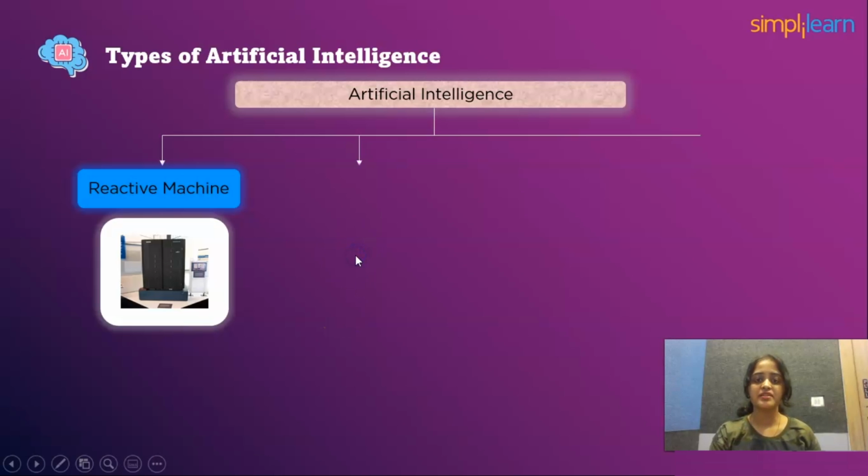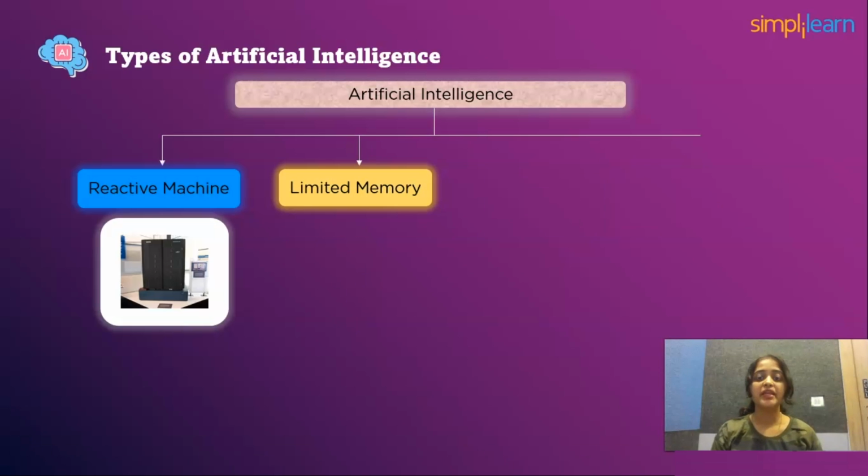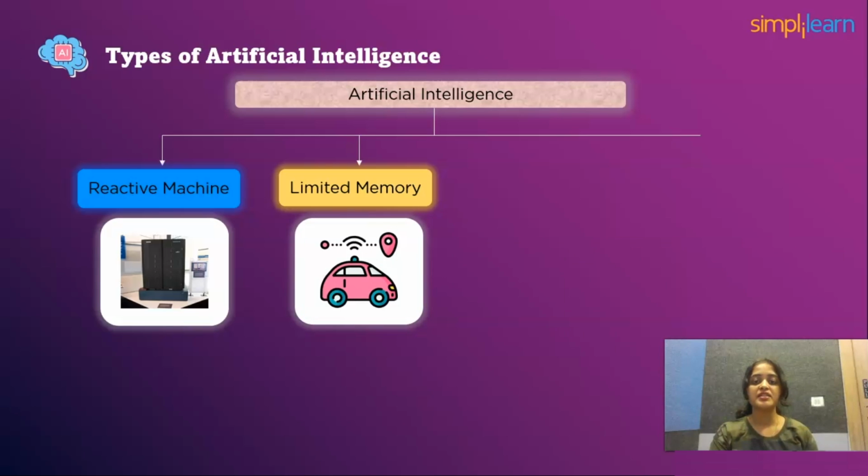And the second type is limited memory. Limited memory is completely different from reactive machines because it makes decisions based on past experiences. But they can use it only for a specific amount of time and it cannot be fed into their library as past experience. The best example is self-driving cars. It records the recent movement of other nearby cars.